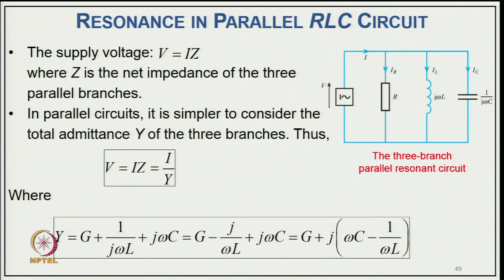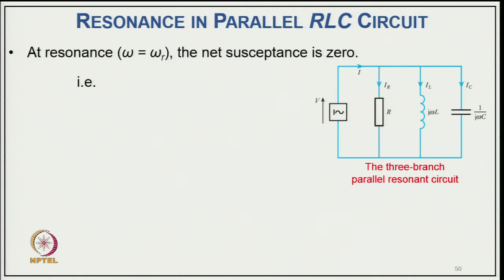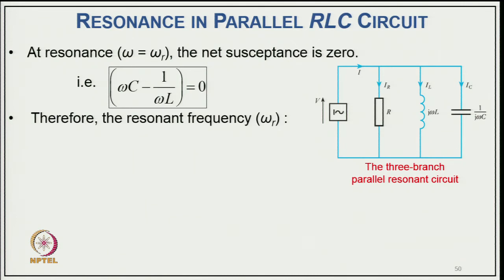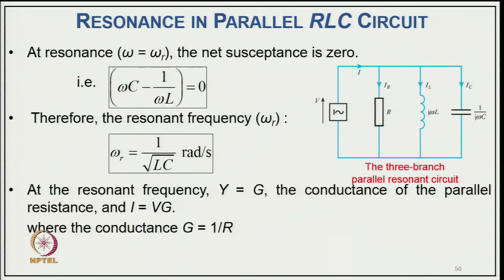Y equal to G plus 1 upon j omega L plus j omega C, or G minus j upon omega L plus j omega C, or equal to G plus j in brackets omega C minus 1 upon omega L. So, we can say at resonance frequency omega equal to omega R, the net susceptance is 0, and omega C equal to 1 upon omega L, and therefore the resonance frequency omega R equal to 1 upon under root L C in radian per second. At resonance frequency Y equal to G.